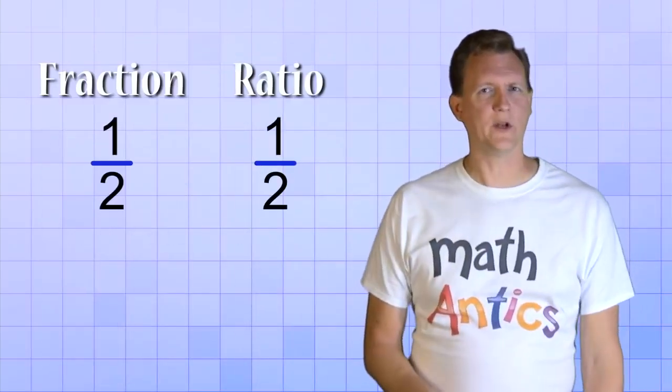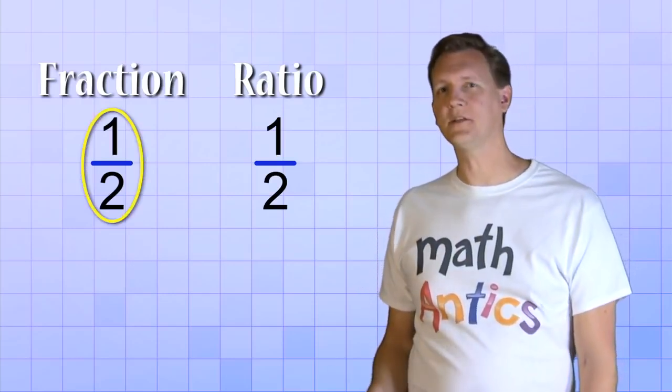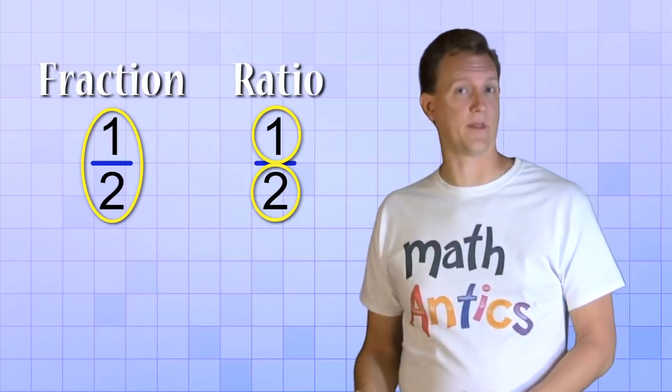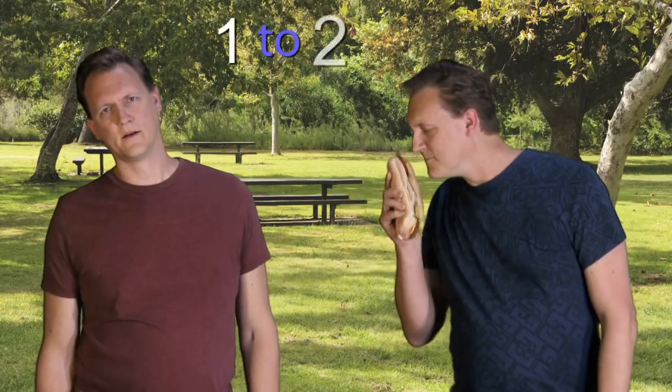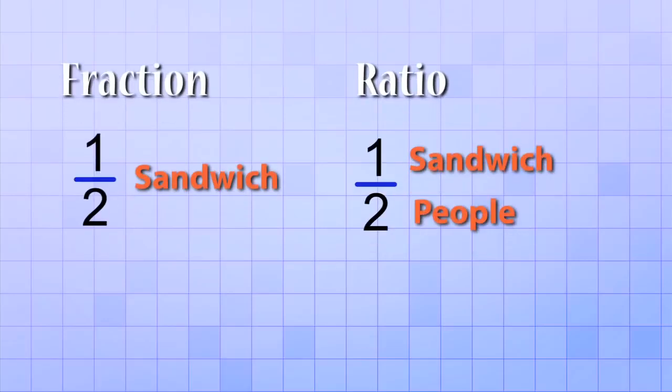Now let's see how we can use the ratio 1 over 2. With a ratio, we don't treat it as if it's just a single number. Instead, we pay close attention to the top and bottom numbers because we use them to refer to different things. For example, let's say we're planning to go on a picnic. And for every 2 people that are going on the picnic, we're only bringing 1 sandwich. In that case, we'd say that the ratio of sandwiches to people is 1 to 2, or 1 sandwich per 2 people.